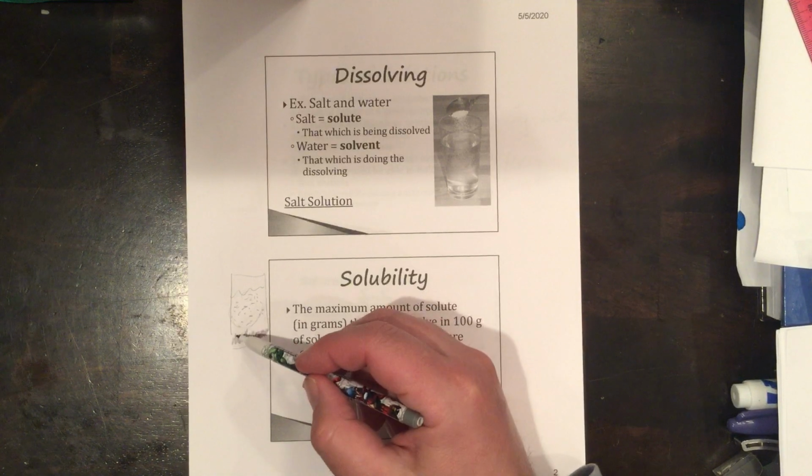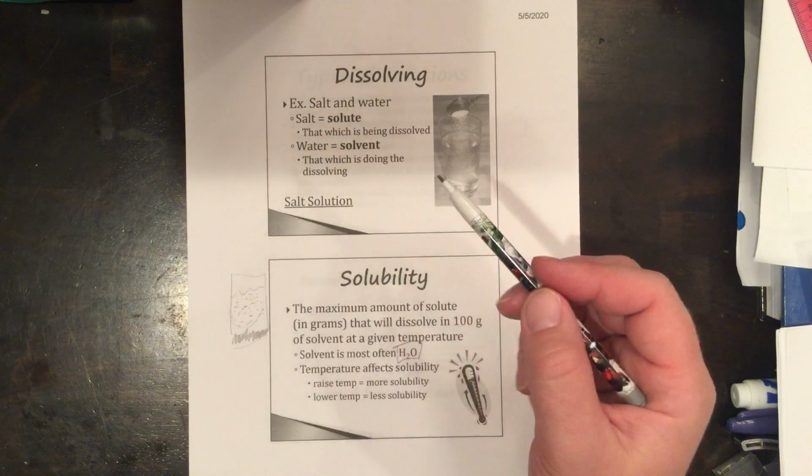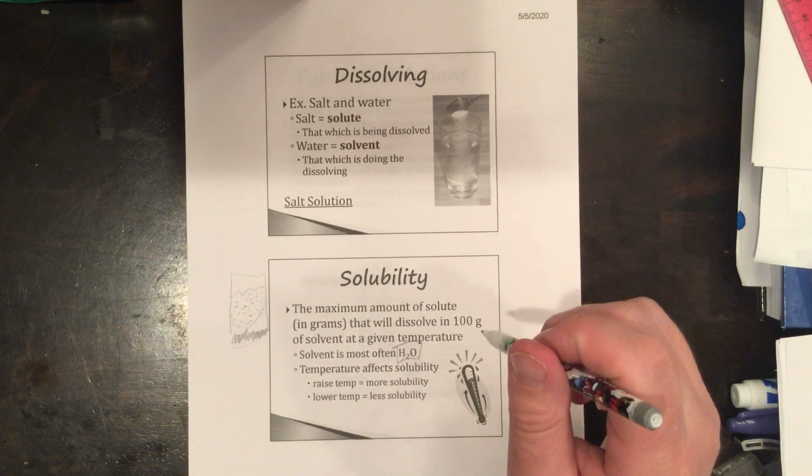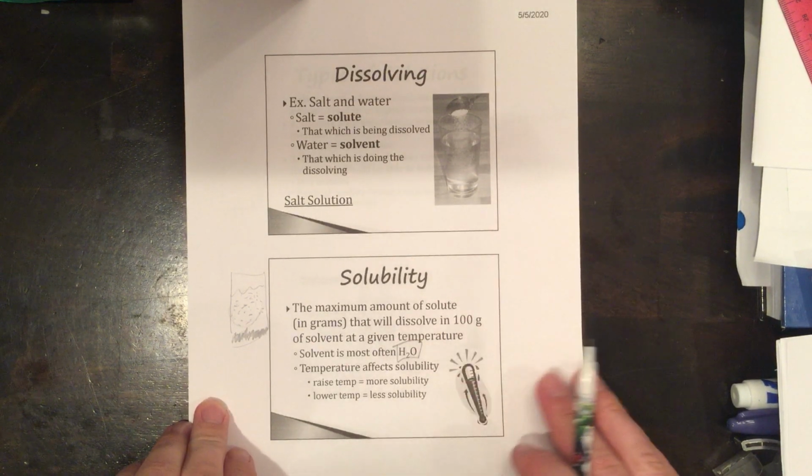If we increase the temperature and you kept stirring this, you would notice that some of this would go away because it would be starting to dissolve into the water. That's what this says right here. The higher the temperature, the more it will dissolve, so higher solubility.